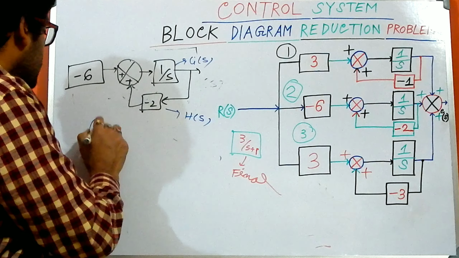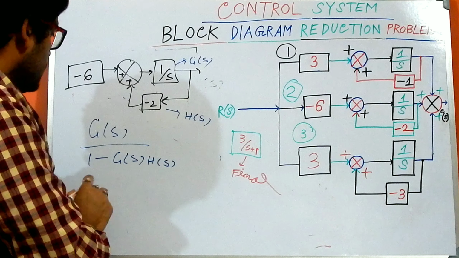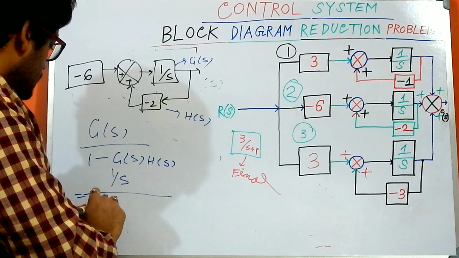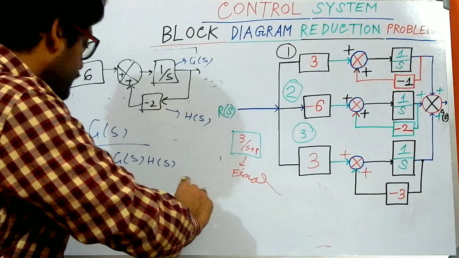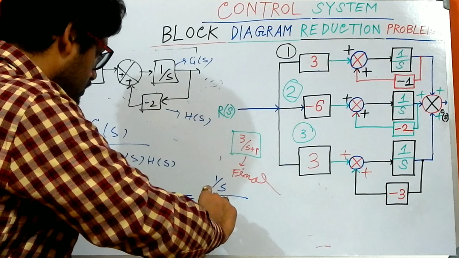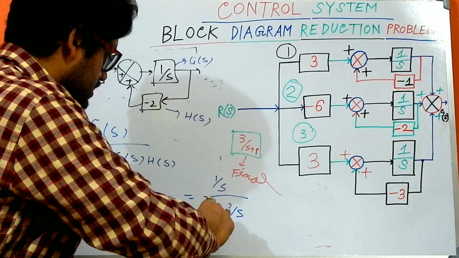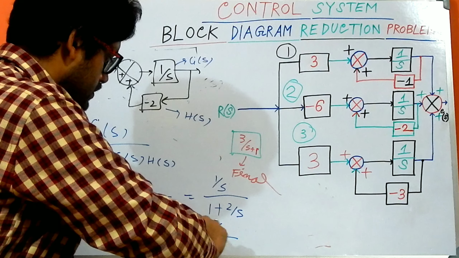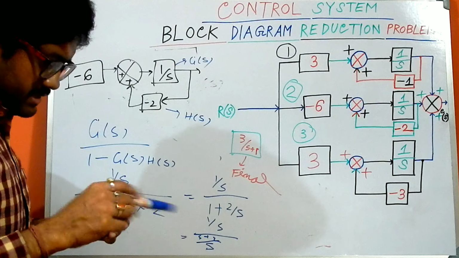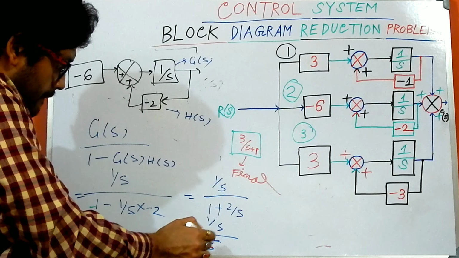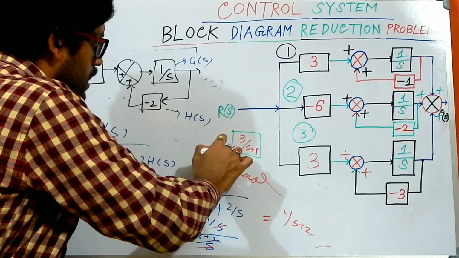So what is the formula? GS divided by 1 minus GS HS. Okay, and putting those values over here: 1 minus 1 by s into minus 2, which means minus 1 is a plus 2. So 1 by s, 1 plus 2 by s. So what is the final response? The response is s plus 2, and the final answer is s will cancel each other, and the final response is 1 by s plus 2. So this one is for 1.